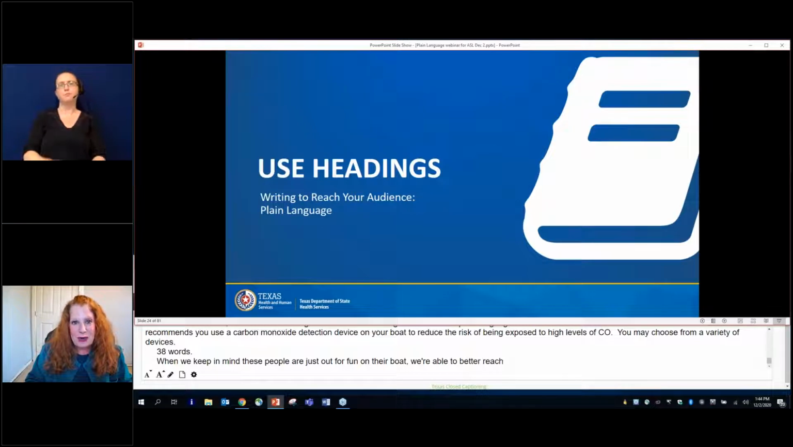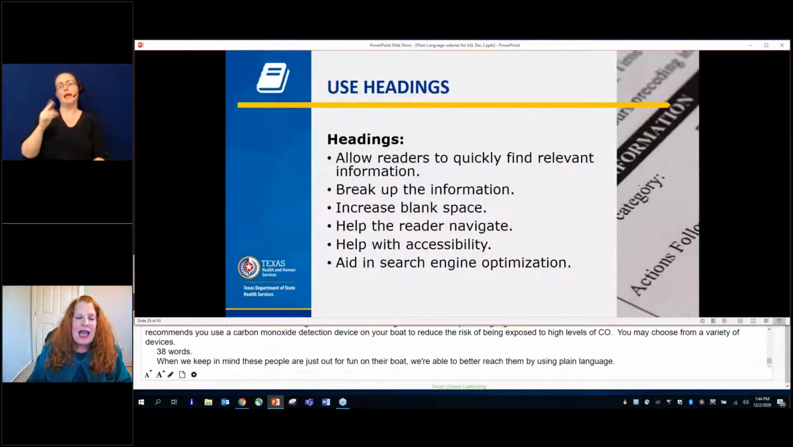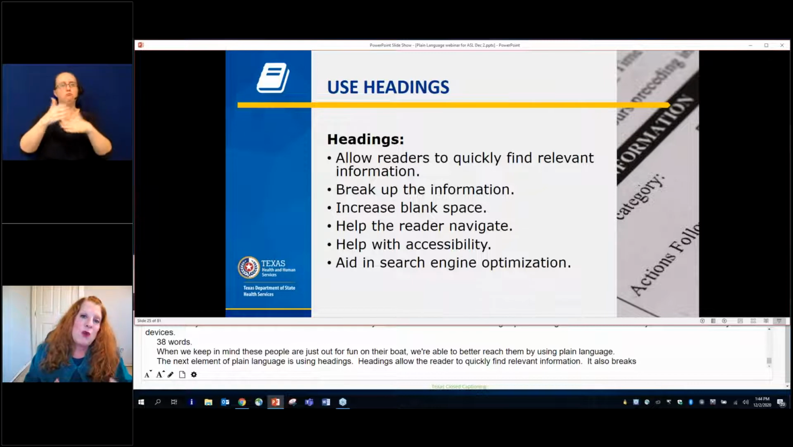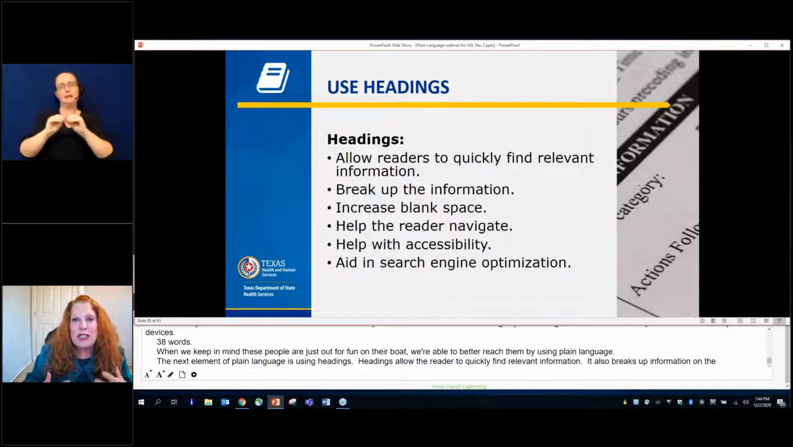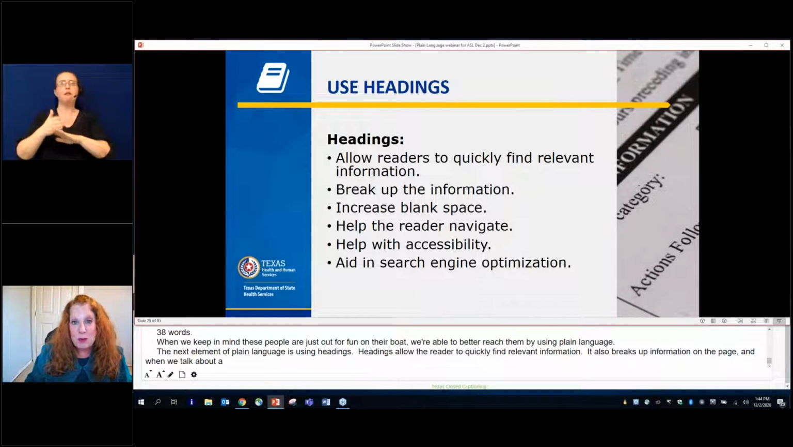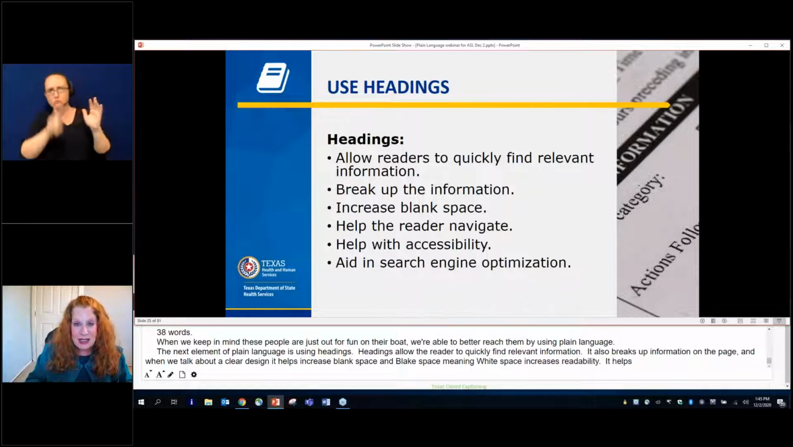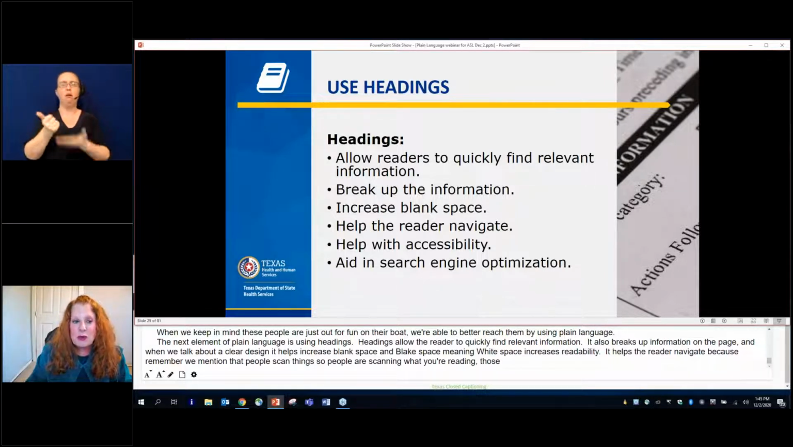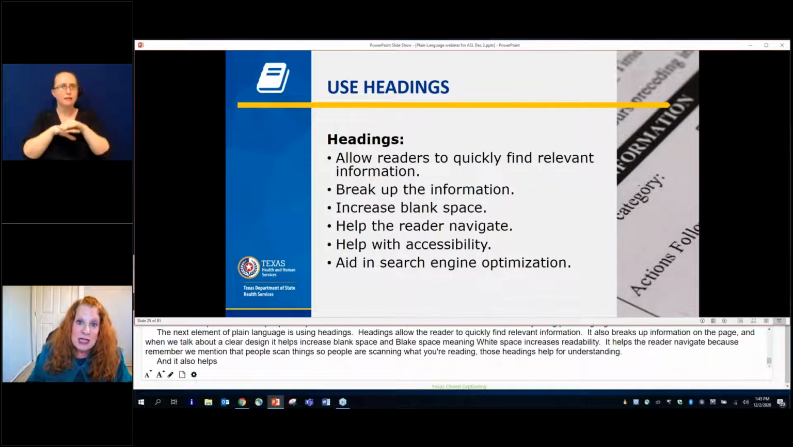The next element of plain language is using headings. Headings allow the reader to quickly find relevant information. It also breaks up information on the page. And when we talk about a clear design, it helps increase blank space. And blank space, meaning white space, increases readability. It helps the reader navigate, because remember we mentioned that people scan things. So if people are scanning what you're reading, those headings help for understanding. And it also helps with accessibility, and if it's going on the website, it does aid in search engine optimization.